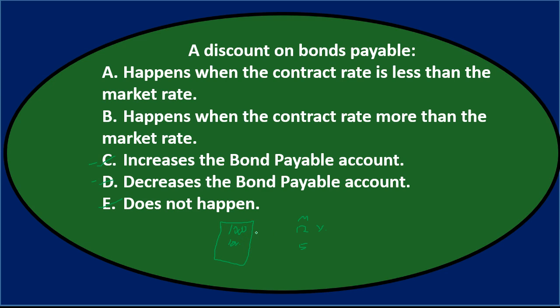So in this case, it says we're looking for a discount, so that's going to be A. It happens when the contract rate is less than the market rate. So we'll issue it at a discount. So it's going to be A. Final answer, a discount on bonds payable, A, happens when the contract rate is less than the market rate.